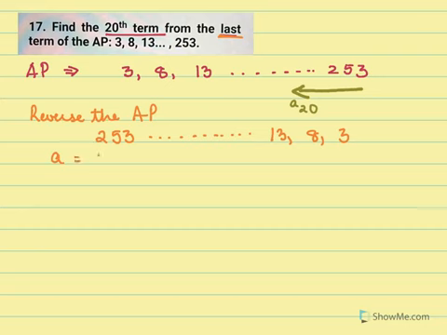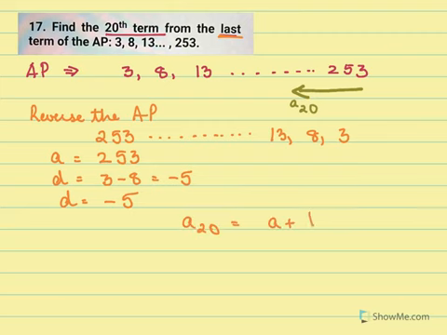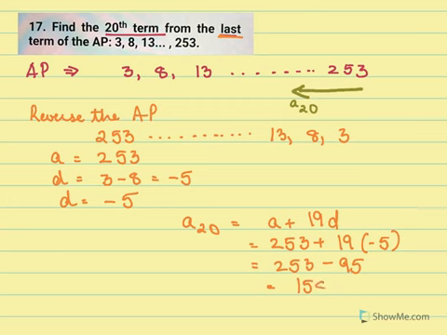Now for this reversed AP, we see the A, the first term is 253. You see the common difference will be 3 minus 8, which is minus 5. Remember, it is a decreasing AP. You got to check and see if it's a decreasing AP, your D will always be negative. Now I need to find the 20th term. So A20 equal to A plus 19D. My A is 253 after reversing the AP, 19, the D was minus 5. So here it is 253 minus 95 and the answer is 158.